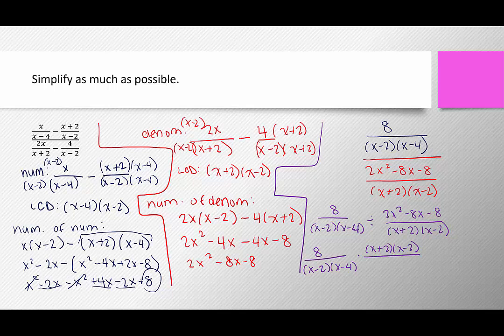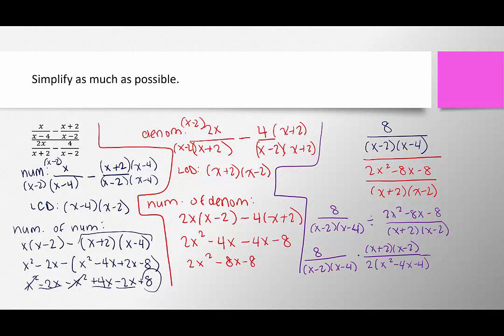And while I'm rewriting this denominator, I know I'm going to have to factor it. I see that all three terms are divisible by 2 because we have 2, 8, and 8. So I'm going to go ahead and factor out a 2, leaving me x squared minus 4x minus 4. This would also be a good time to check: can I factor x squared minus 4x minus 4? And the answer is no. It's so close, but it is not factorable. So we're going to just leave it like that.